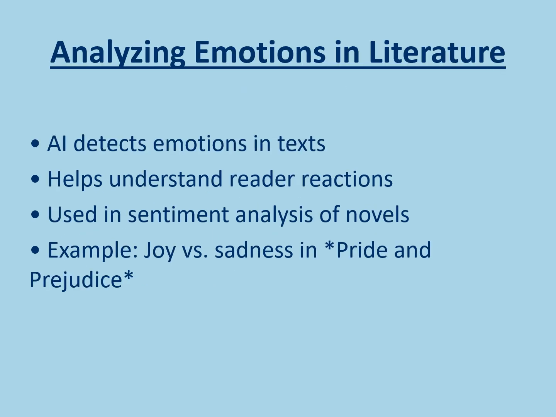Next, this also helps in analyzing emotions in literature. This detects emotions in text. It helps to understand the reader's reactions. Also used for sentiment analysis. For example, joy versus sadness in Jane Austen's novel Pride and Prejudice. Sentiment analysis works with NLP, natural language processing, and emotion mapping. Next we have Linguistic Inquiry and Word Count, and Valence Aware Dictionary and sEntiment Reasoner. This helps in tracking emotional arcs in novels, analyzing character development through emotions. This also helps in identifying the themes and tone shifts in literary works.